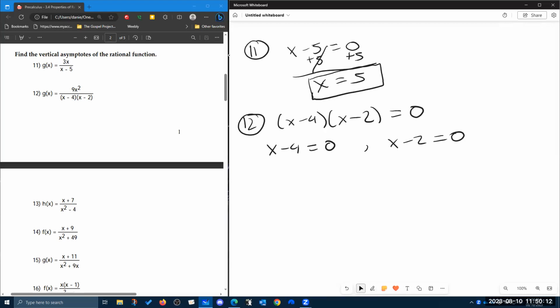And these are boundaries that your function is going to approach but not touch. You'll represent them with a dashed line on your graph when you graph them. We'll be graphing in another video or two. So my vertical asymptotes are at x equals 4 and x equals 2.